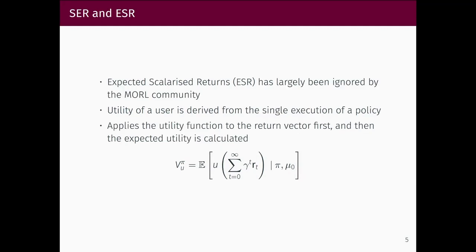For the expected scalarized returns, this has largely been ignored by the multi-objective RL community. And as I already mentioned, in this scenario the utility of a user is derived from a single execution of a policy. So that means you only get to execute your policy once or a few times. In order to calculate the ESR criterion, you apply the utility function to the return vector first, and then you compute the expected utility based on that. So as you'll see here, the utility function is applied to the return vector or the reward vector, and then the expectation is computed.